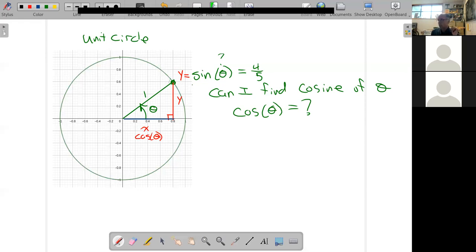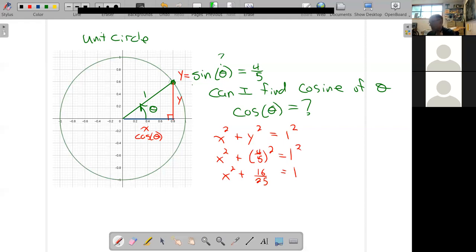So Pythagorean theorem says that if you square the lengths of the legs, so x squared plus y squared, that has to equal the long side squared, 1 squared. Now I happen to know y, so now I know that x squared plus (4/5) squared equals 1 squared, and I can clean this up. 1 squared, that's pretty easy. 4 squared is 16, 5 squared is 25. So I know x squared, oops, plus, not equals, plus 16 over 25 equals 1.